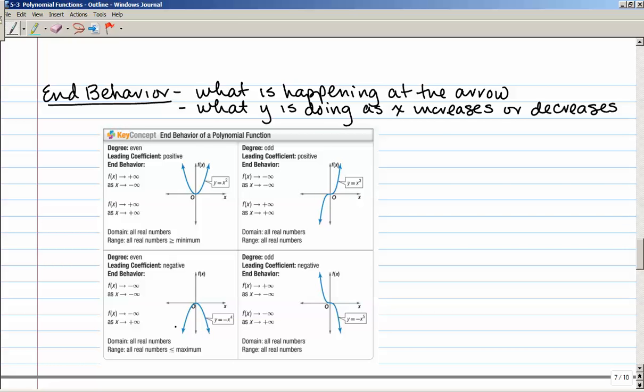I'm not going to walk through each one of these, but basically the idea is that you need to figure out what is y doing as x gets larger and as x gets smaller. And we'll take a look at a couple examples of this.